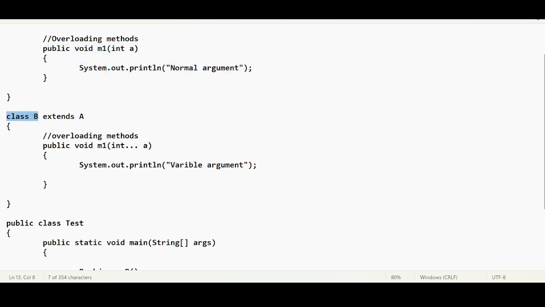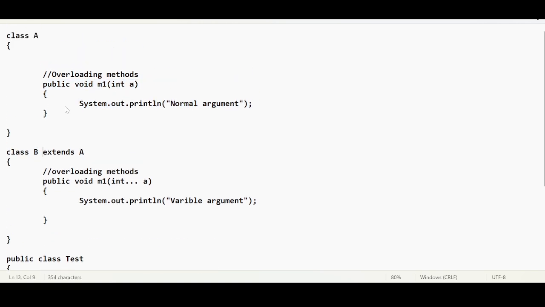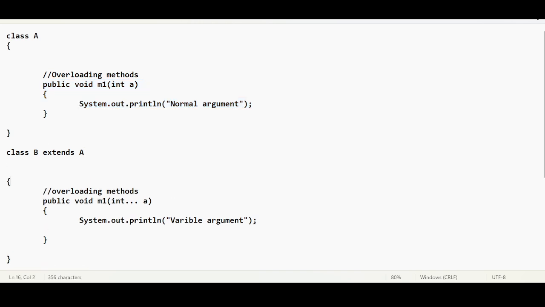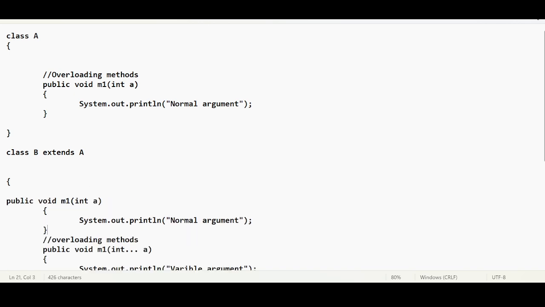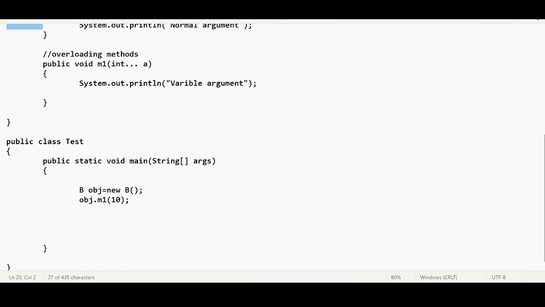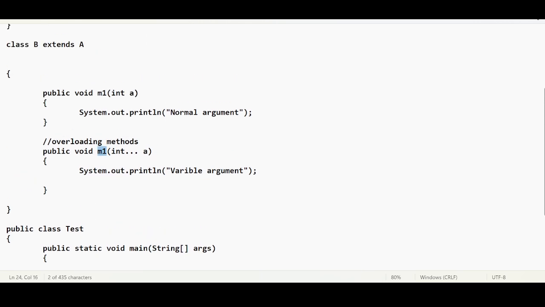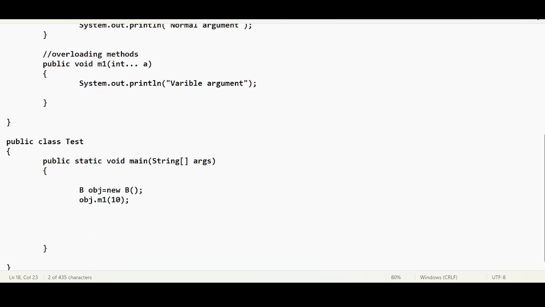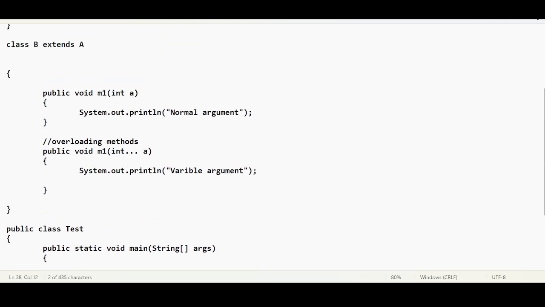This class B is extending A. It means all the properties and behaviors are internally available to class B. These methods are indirectly available to class B. When you call obj.m1(10), it will look for specificity. There are two m1 methods, and it will look for the exact match. 10 is a one-argument value, an exact match. So the normal argument will be displayed in the console.